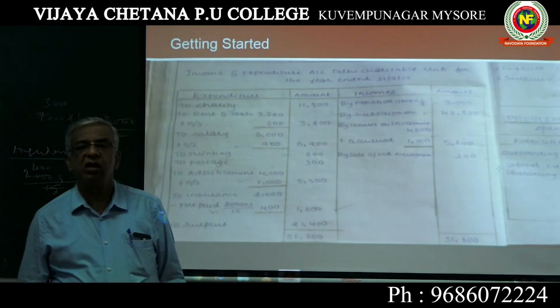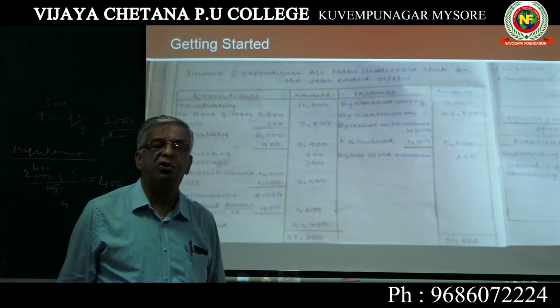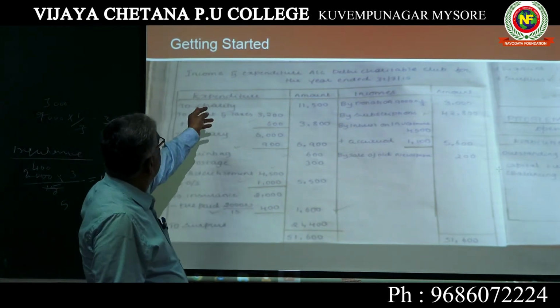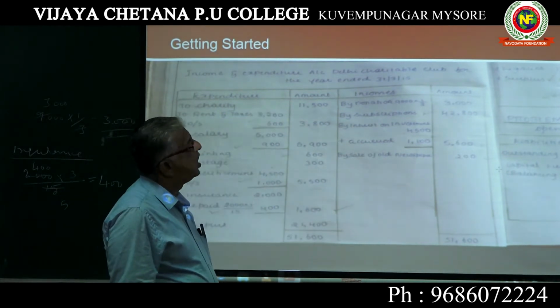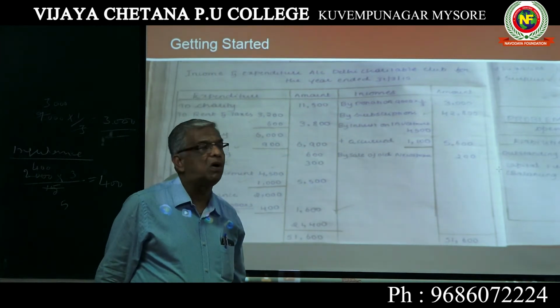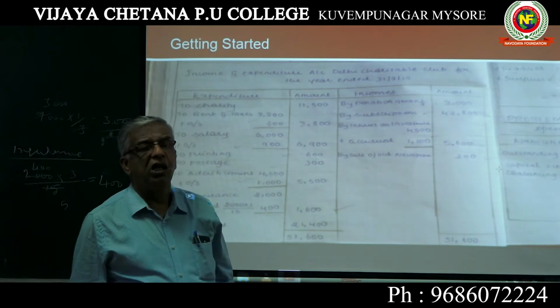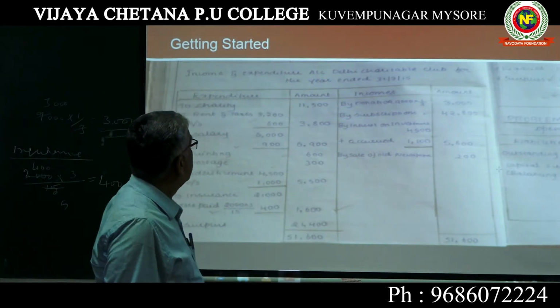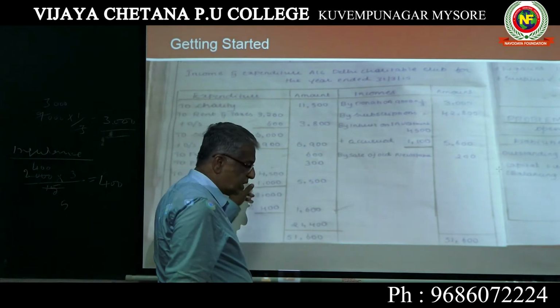21,400. The total surplus is 21,400. I hope that students you have followed this income and expenditure account of Delhi Charitable Club for the year ended 31st March 2015. Now I will proceed to work out the balance sheet for this problem, that is for the 16th problem.